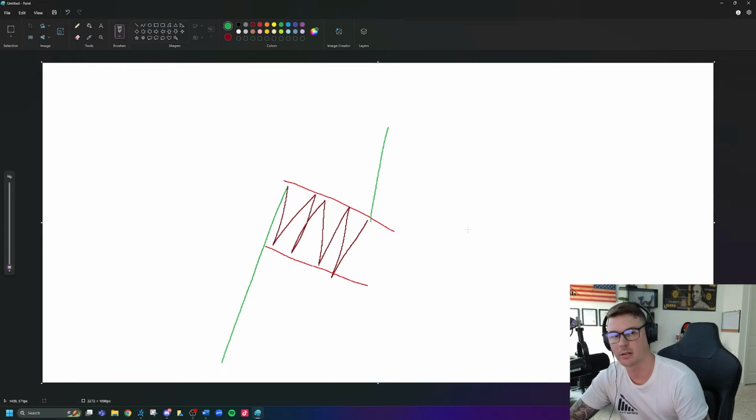So looking at the pattern, it looks like a flag that is blowing in the wind, hence the name bull flag. Now, there are a couple of ways that you can take a trade on this pattern.